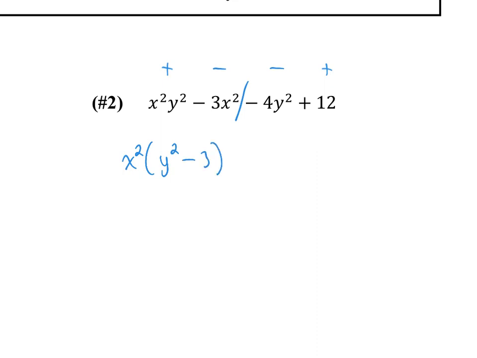And then right here, we usually put a plus after this, but because the signs don't match up, we're going to pull out a negative here. Pull out a negative. That's going to change the signs. And we can pull out a 4 out of the second 2. That's our GCF. Then we have y squared minus 3.